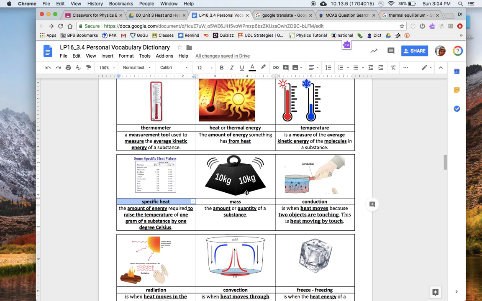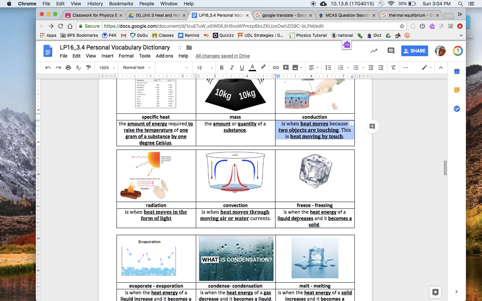Mass, so mass is the amount or quantity of a substance, say mass. Conduction, this is when heat moves around by touch. We're reviewing this. Radiation, radiation is when heat moves around in the form of light. Convection, this is when heat moves around in the form of moving water or moving air.